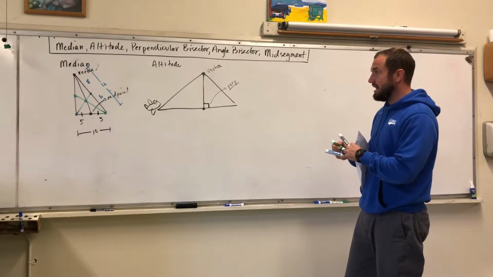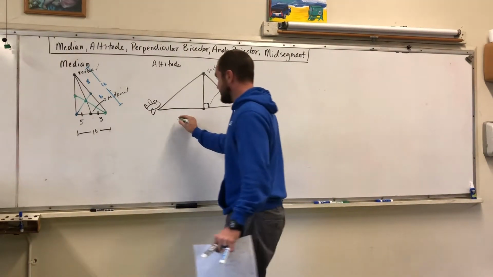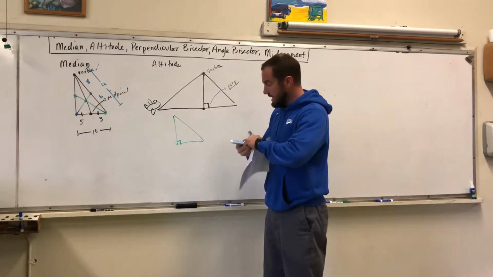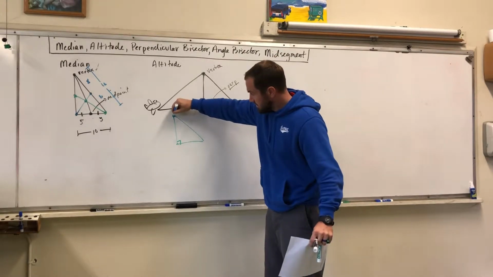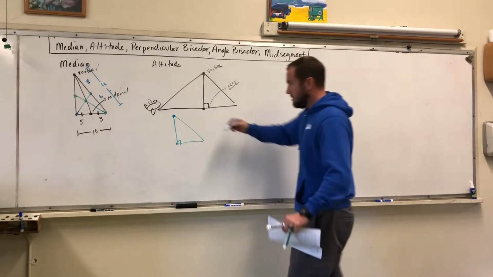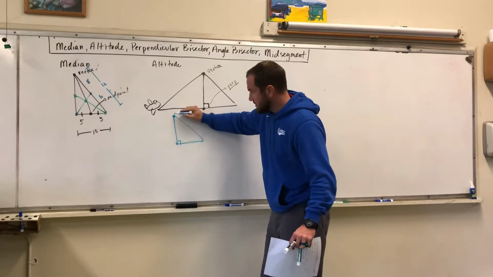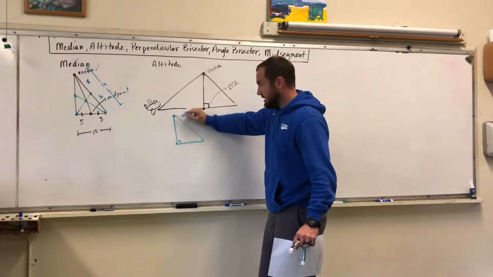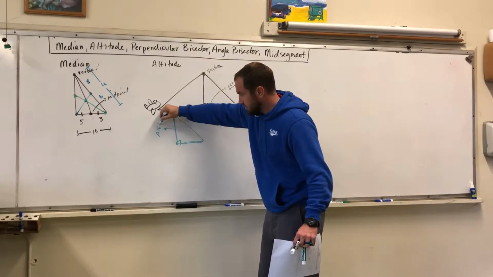Now you can have certain triangles like this here, in which the altitude is actually one of the sides of the triangle. Because this line is directly perpendicular to a base, and this side of the triangle is that line, this here could be your altitude.